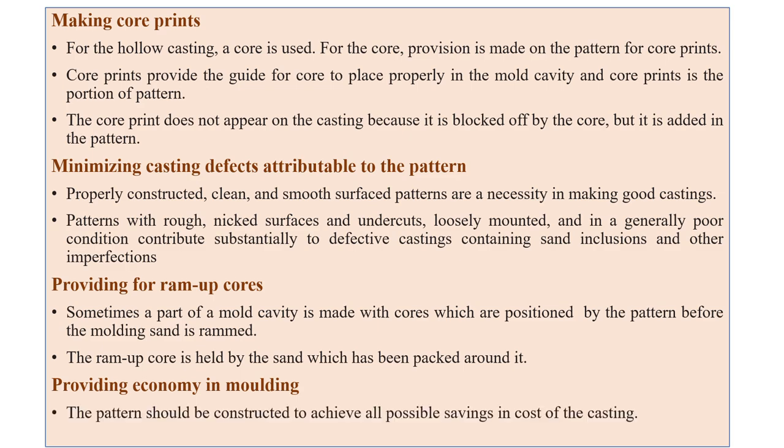Providing economy in the molding: patterns should be constructed to achieve all possible saving in the cost of the casting. So what is the meaning of this? It means you have to use the material and the pattern as per your requirement, which type of casting you have to produce and which type of quality you require on the castings. You have to calculate all these things before using the pattern, so you can reduce the cost of the casting process.